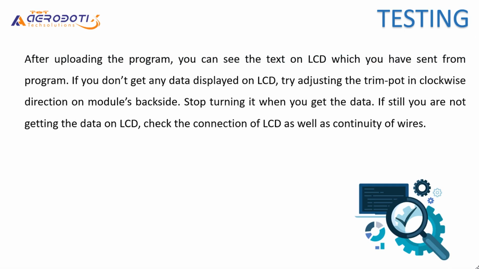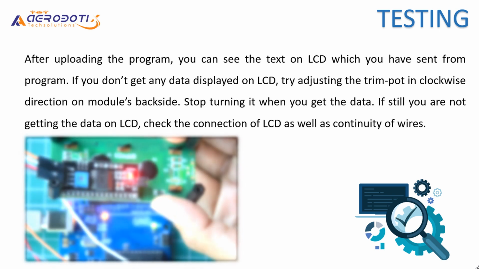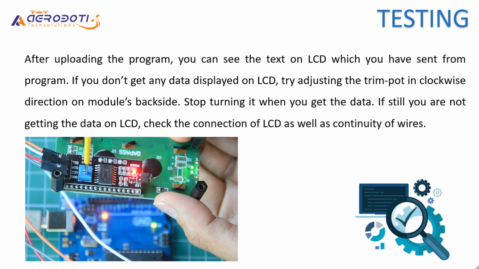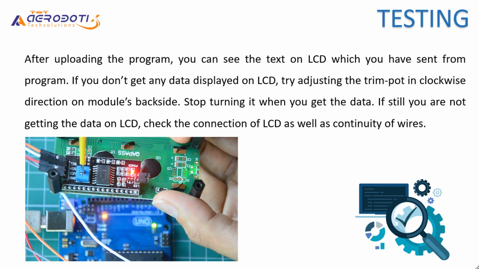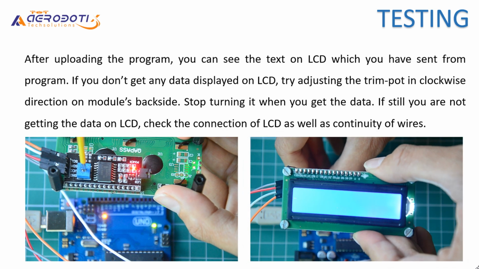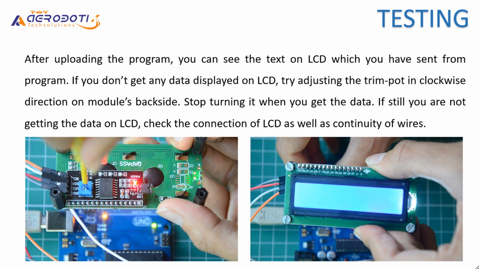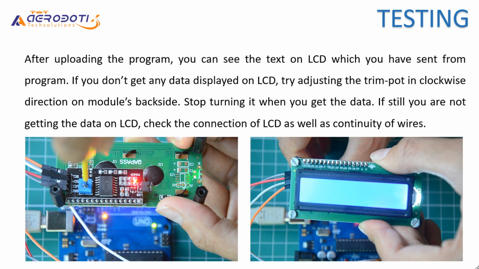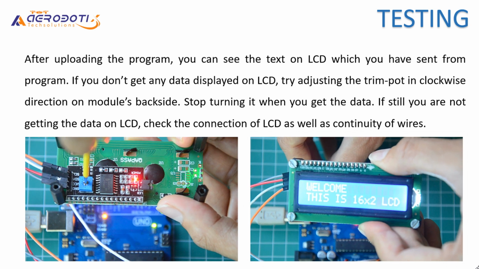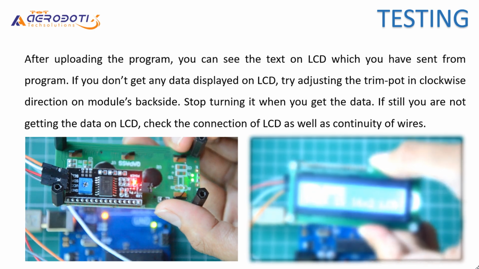After uploading the program, you can see the text on the LCD which you have sent from the program. If you don't get any data displayed on the LCD, try adjusting the blue colored trim pot in a clockwise direction on the module's backside. Stop turning it when you get the data on the LCD. If you are still not getting the data on the LCD, check the connection of the LCD as well as the continuity of its wires.